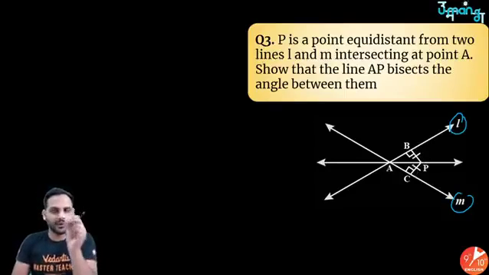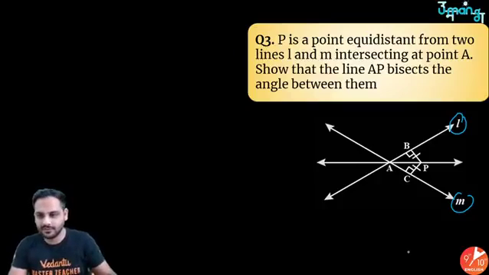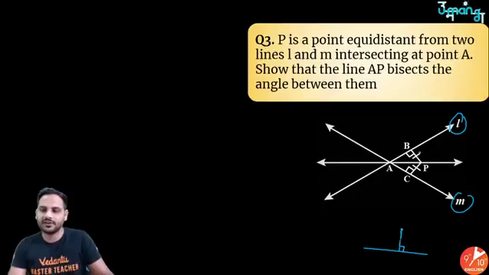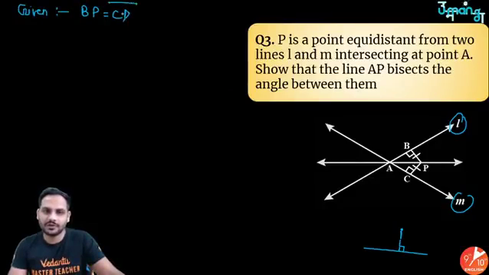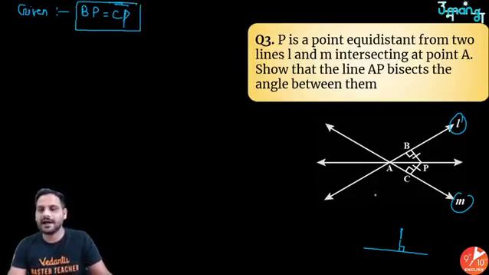So distance between a point and a line is the perpendicular on it. Hai na? Suppose if I have any line and any point over here, so the distance between these two will be, drop the perpendicular. So this perpendicular will be its distance. So it is given in the question, since point P is equidistant, that means the distance of point P from line L, which is BP, and distance of point P from line M, which is CP, is equal. So it is given to us that BP is equal to CP. And I have to prove that this line AP bisects the angle between them, that means angle BAC.